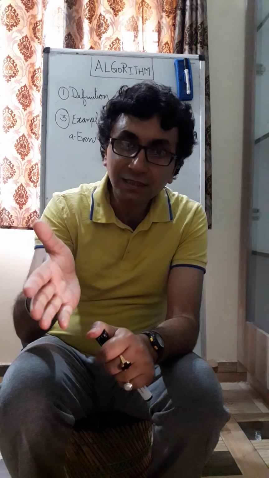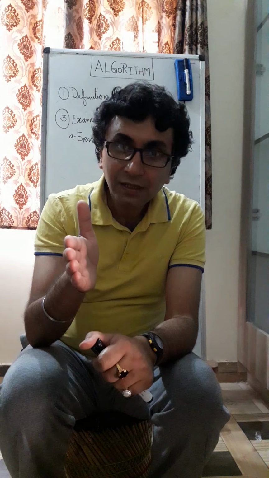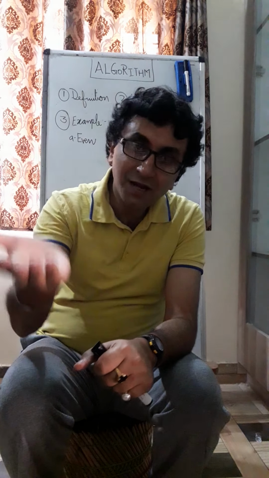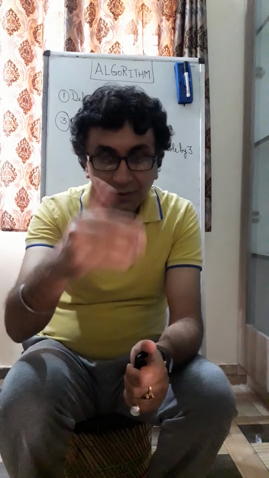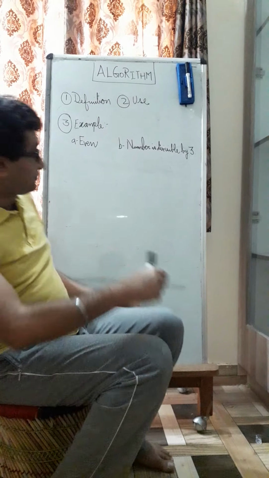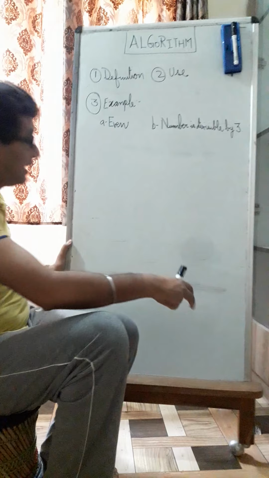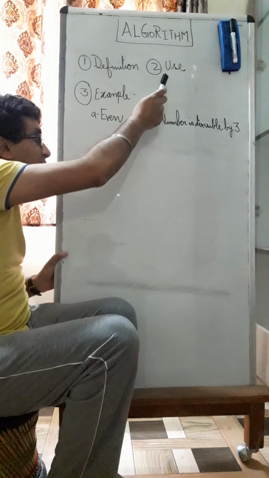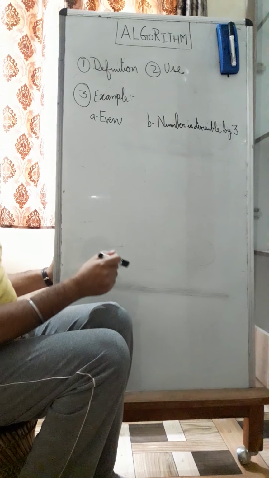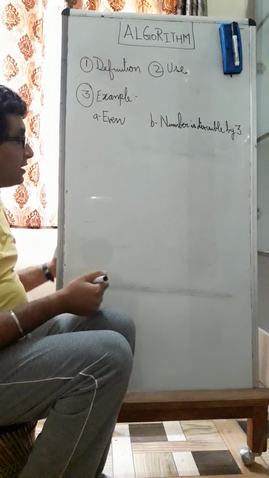How to write them in very simple language, simple statements. First, think of the task that you want to accomplish. What is it that you want to achieve? Divide it into steps and start writing. Alright, so let's look at the board now. I've already spoken about the definition, about the use. So let me take an example.